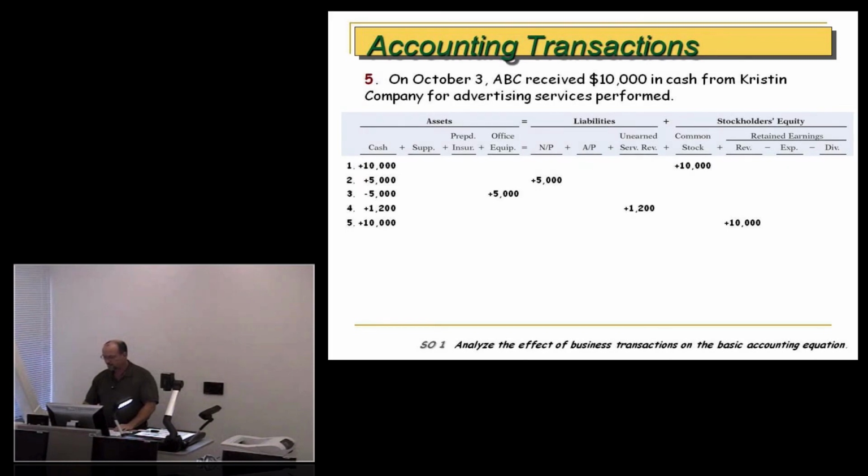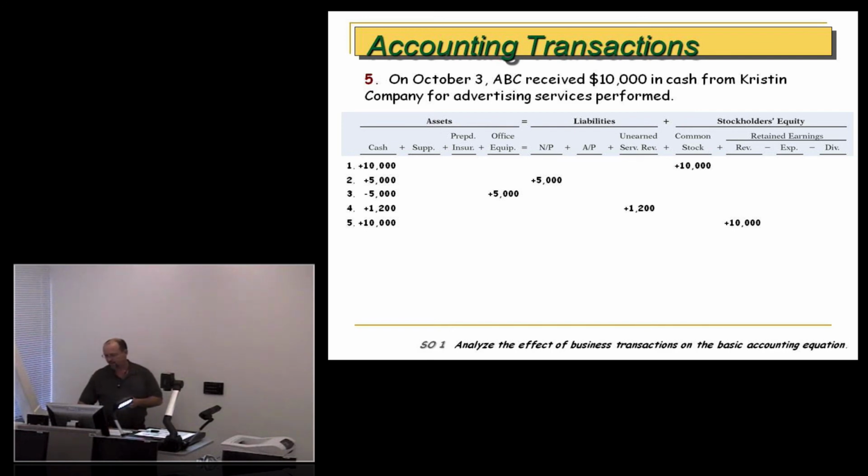Next transaction. On October 3rd, ABC received $10,000 cash from Kristen Company for advertising services performed. Okay, so we provide advertising services. That's what our business does. We have our expertise there. People hire us. We build ads for them, magazine ads, billboard ads, whatever, and they pay us. Well, this company hired us to develop an ad for them, and they paid us $10,000 cash, okay, for advertising services performed.